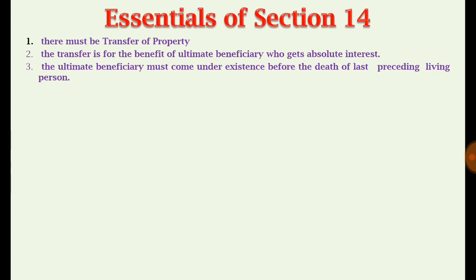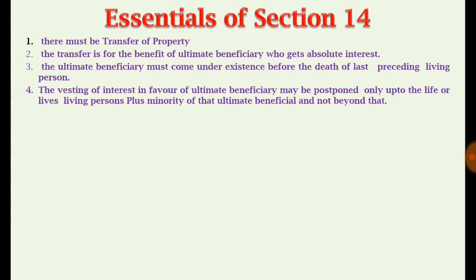Then the third is that the ultimate beneficiary must come into existence before the death of the last preceding living person. See, Section 13 of the Act provides that a prior life interest can be created in favor of only those persons who are living at the date of transfer. So a prior life interest cannot be created in favor of an unborn person. This is a basic rule you must understand. Then the vesting of interest.